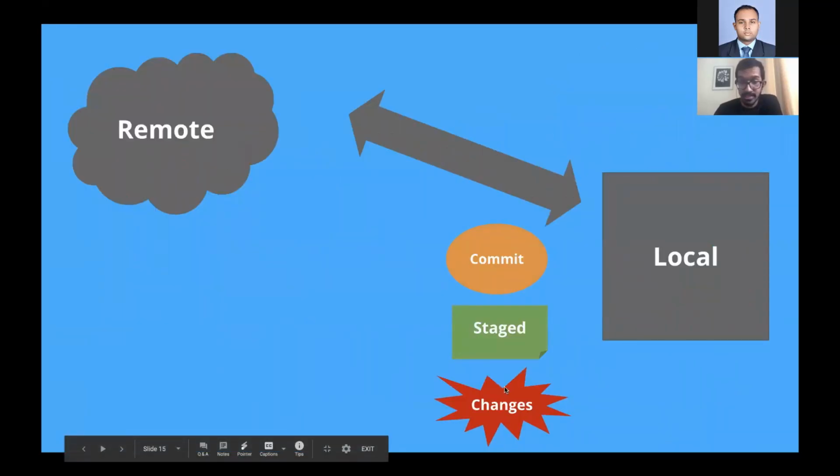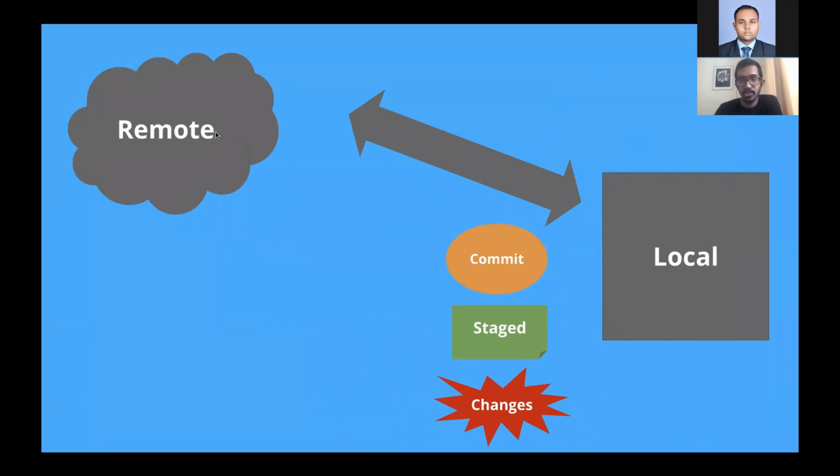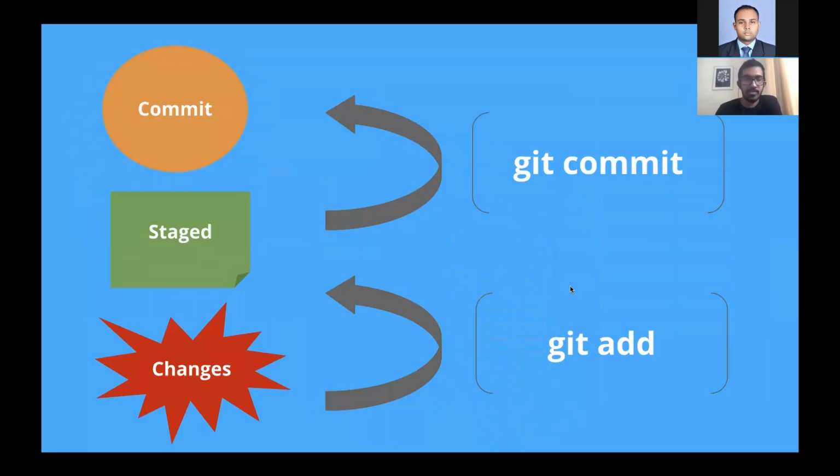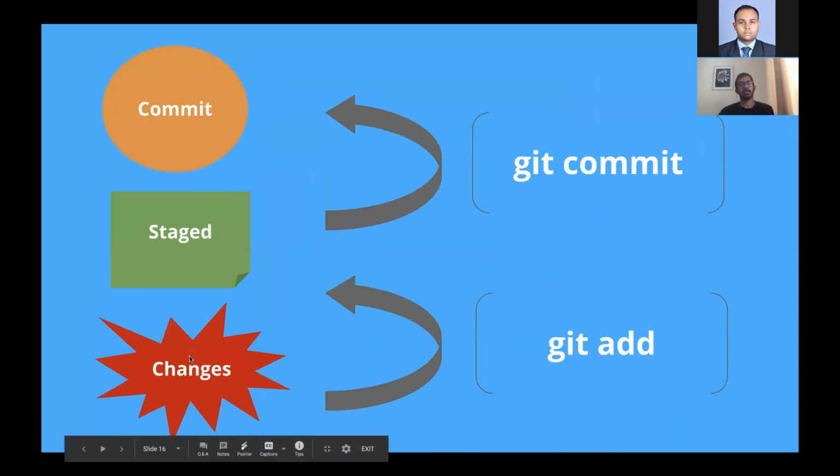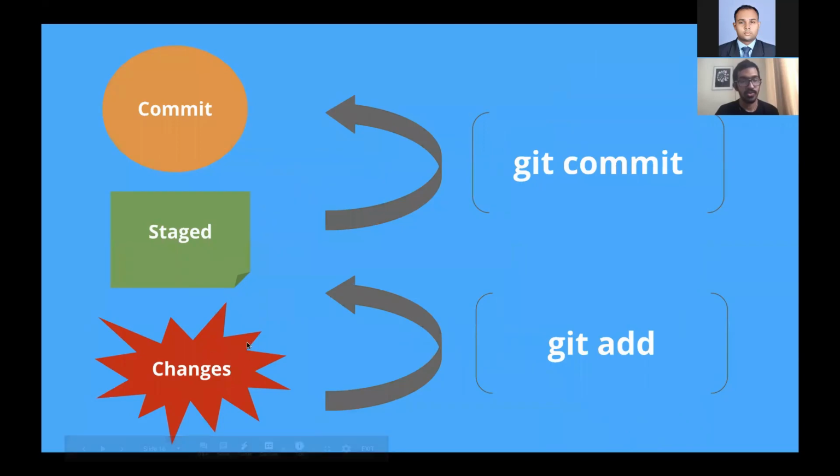We do changes, we stage it, we commit it, and we send it to the remote repository. Okay, how to move these changes to the staging area? This is how we do it with Git commands. First, we do the changes. Then we have a Git command called git add.